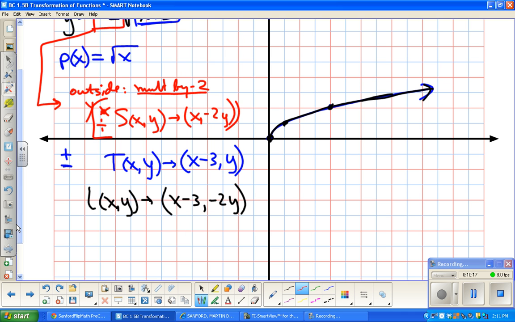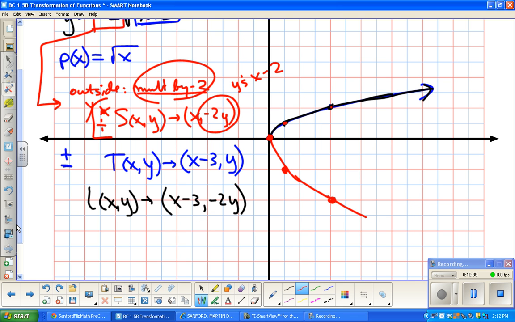Now, what this means is all y's are multiplied by -2. I guess I wrote that before. Well, this y value is 0 times -2, still 0. This y value is 1, I'm going to multiply it by -2. This y value is 2, I'm going to multiply it by -2. And I'll do a little sketch.